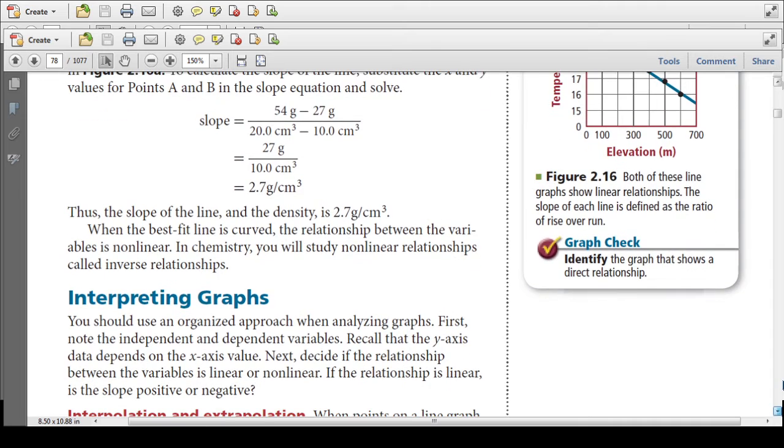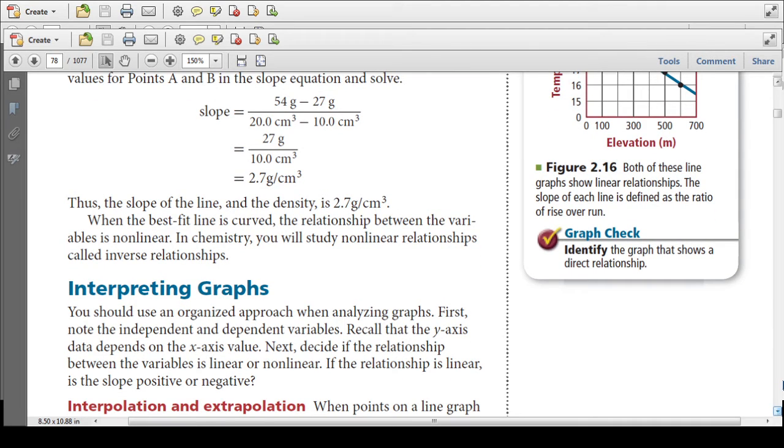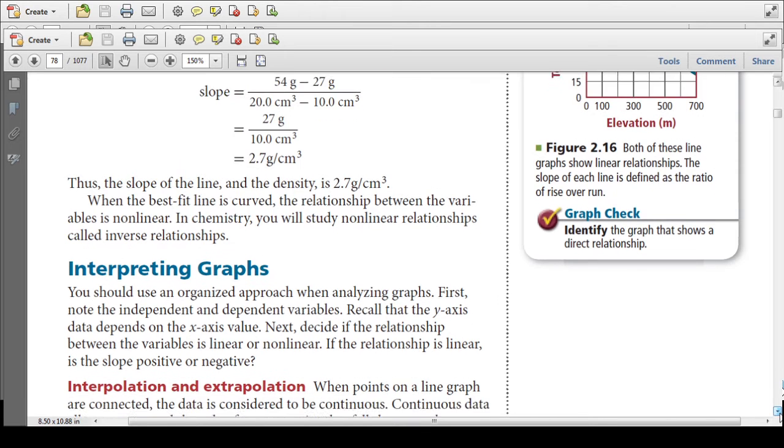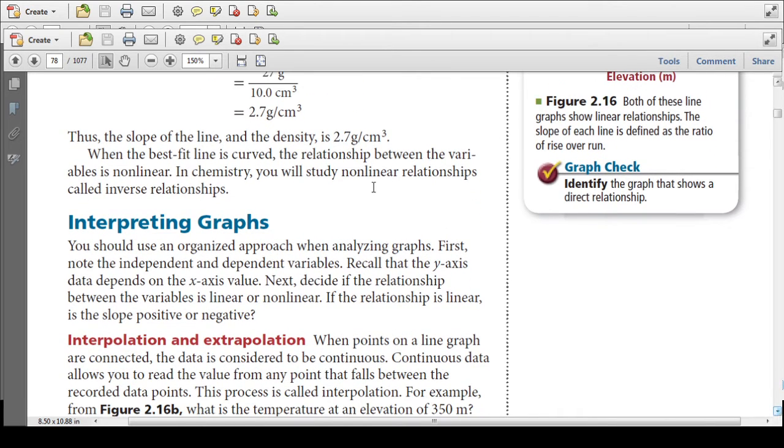When the best fit line is curved, the relationship between the variables is nonlinear. In chemistry, we'll study a little bit more about nonlinear relationships, which we can call inverse relationships as well. More on an inverse relationship, if you've ever seen something parabolic, right, we would call that an inverse relationship. Well, we'll talk more about that in chemistry.